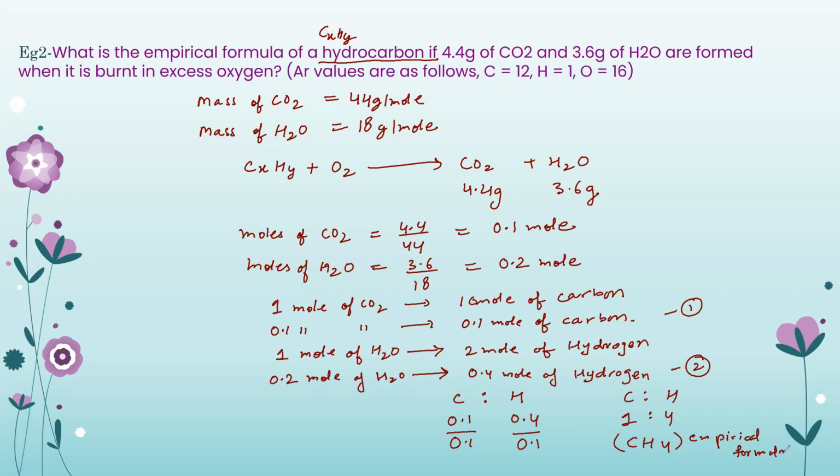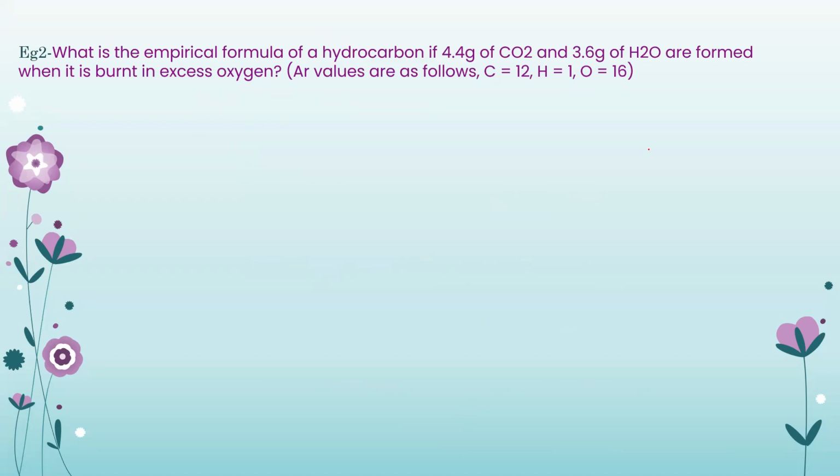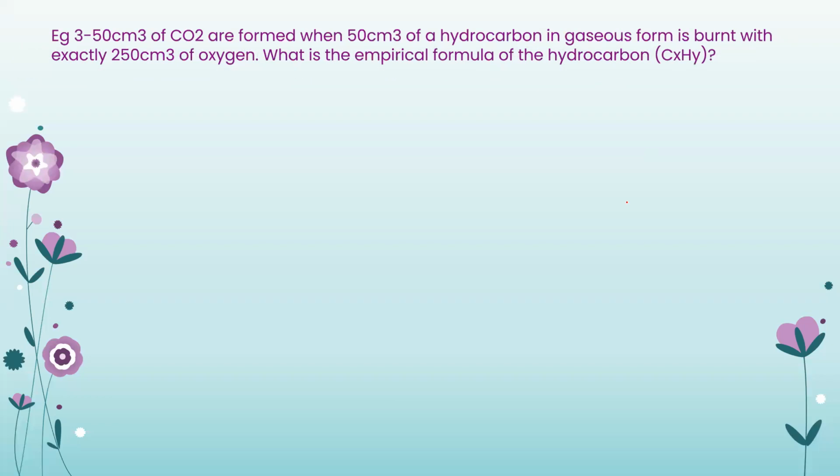Fine. Just find the moles and do the question. I hope this is clear. Now we have the third type of questions. In the third type of question, the volume would be given. Like see this question. 50 centimeter cube of carbon dioxide are formed when 50 centimeter cube of hydrocarbon in the gaseous form is burned with exactly 250 centimeter cube of oxygen.